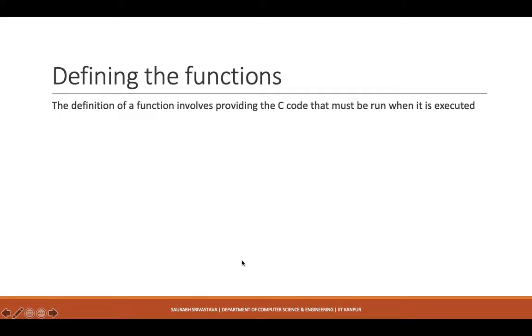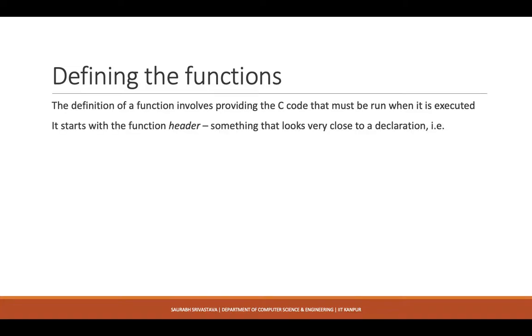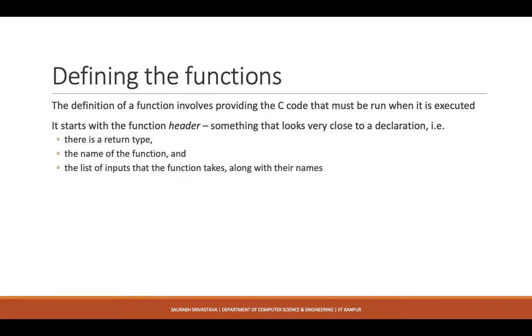So now, if you want to define your own function, what exactly does it mean? When it is a variable, defining a variable essentially means you assign some value to it. When it comes to a function, the definition of the function involves providing the C code, which will be executed whenever your function is called. Okay, and the definition starts with the function header. The header looks very similar to what a declaration looks like. There is a return type, there is a name of the function, and the list of inputs that the function takes along with their name.